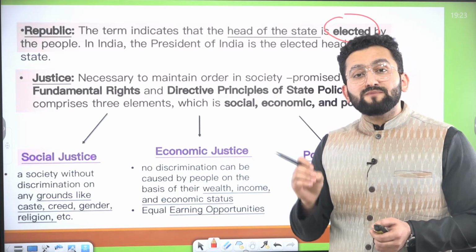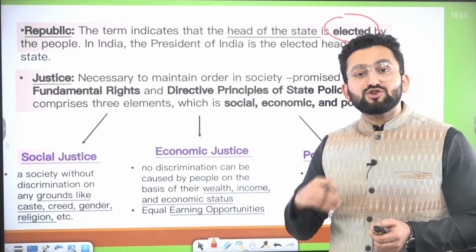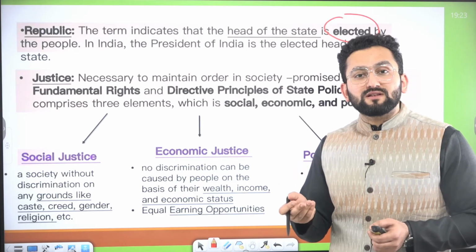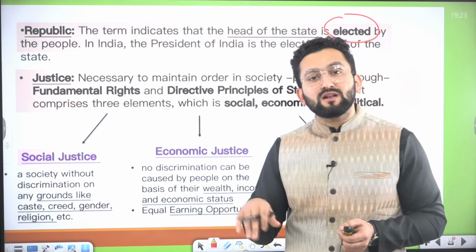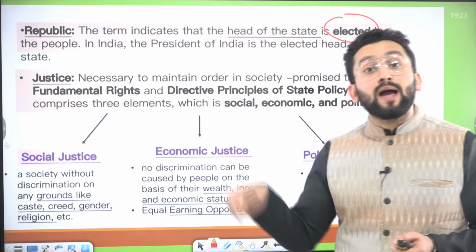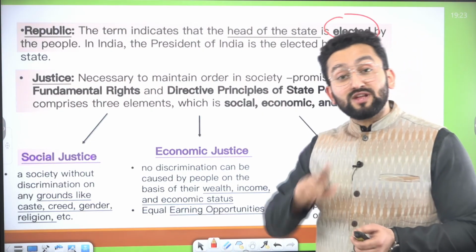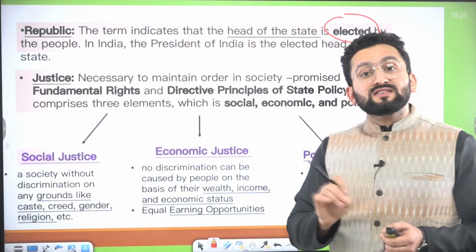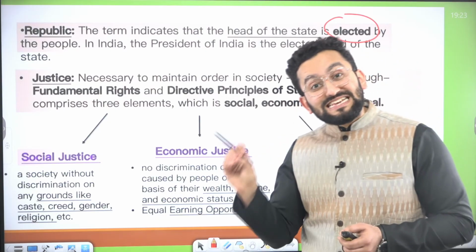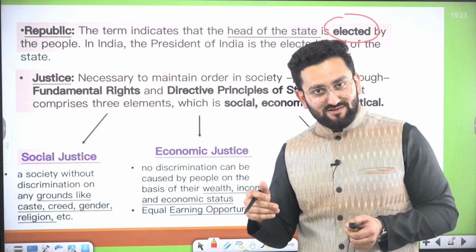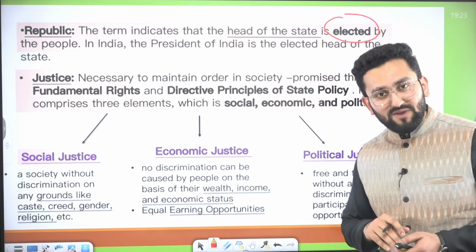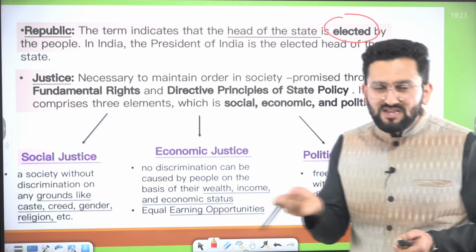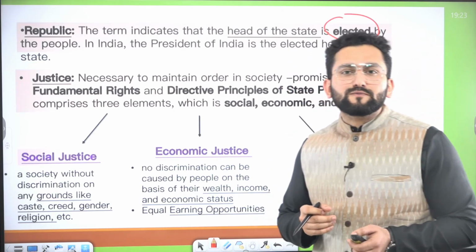Because the position of Prime Minister is not connected to election. You vote for members of parliament, and from these members of parliament, one person is appointed as Prime Minister. So there is no election for the position of Prime Minister in India, but there is the concept of election for the position of President in India. That is indirect election. We are going to talk about it when we talk about the President, but this difference should be clear in your mind, because UPSC plays on these keywords.